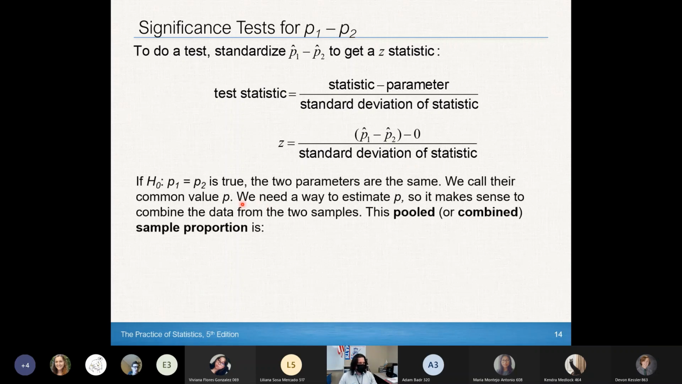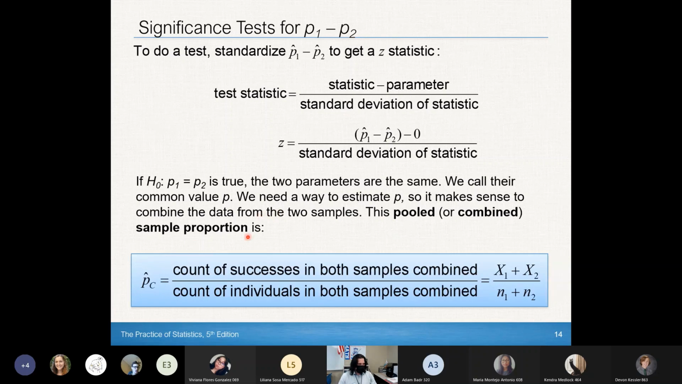If the null hypothesis is true, the two parameters are the same. We call their common value p. We need a way to estimate p, so it makes sense to combine the data from the two samples. This pooled or combined sample proportion is p hat sub c. This is the count of successes in both samples combined, divided by the count of individuals in both samples combined. All right. We get x1 plus x2 divided by n1 plus n2. And this is a pooled sample proportion.